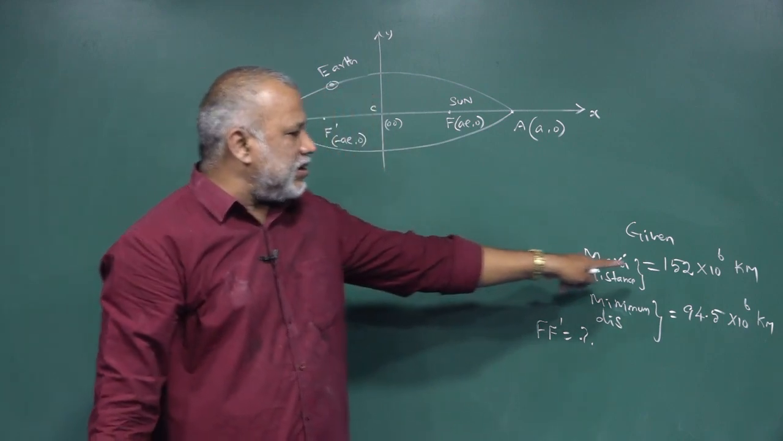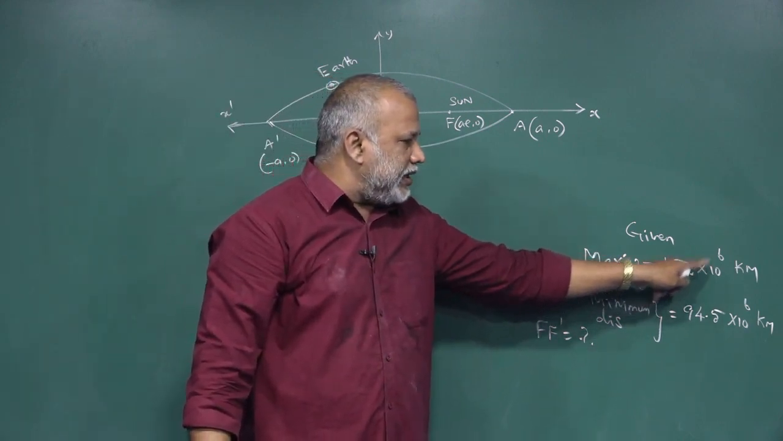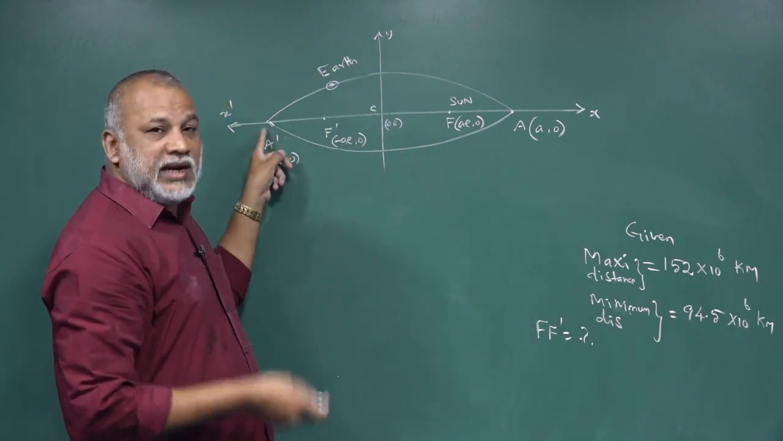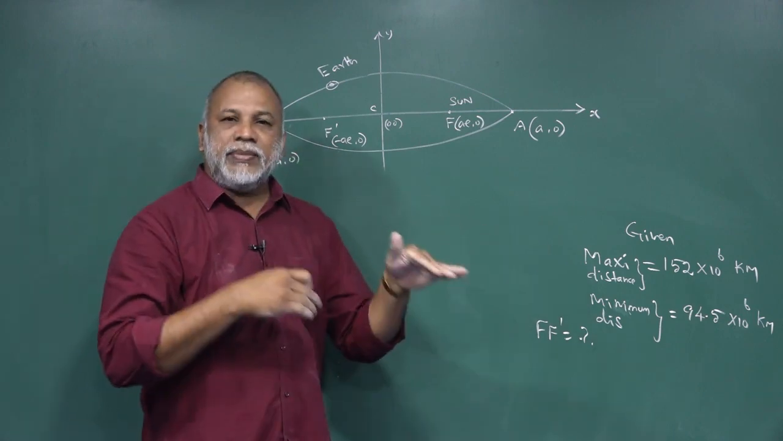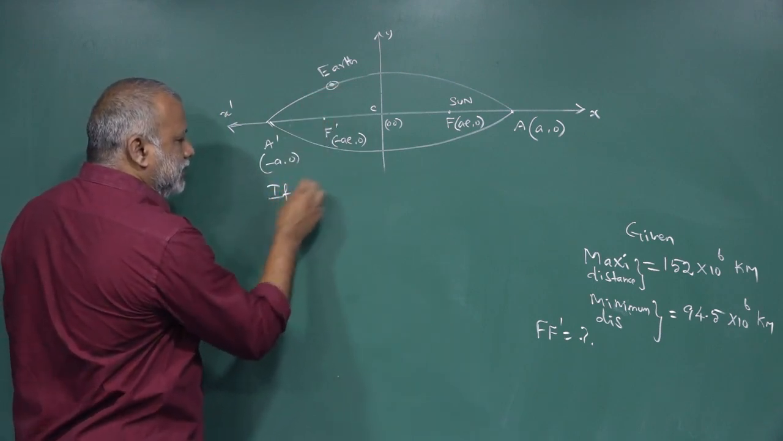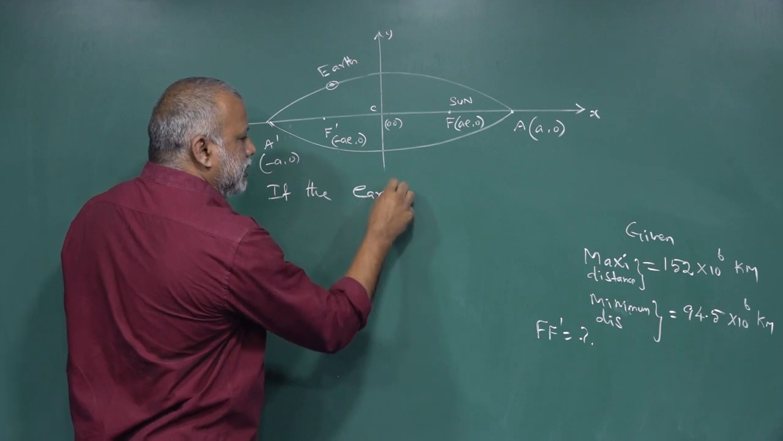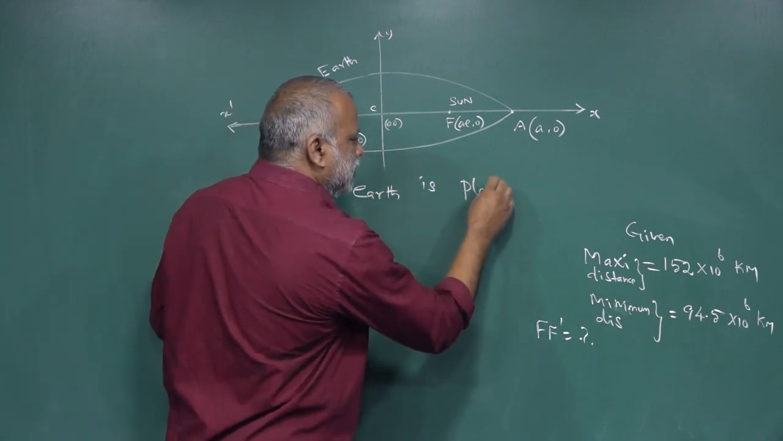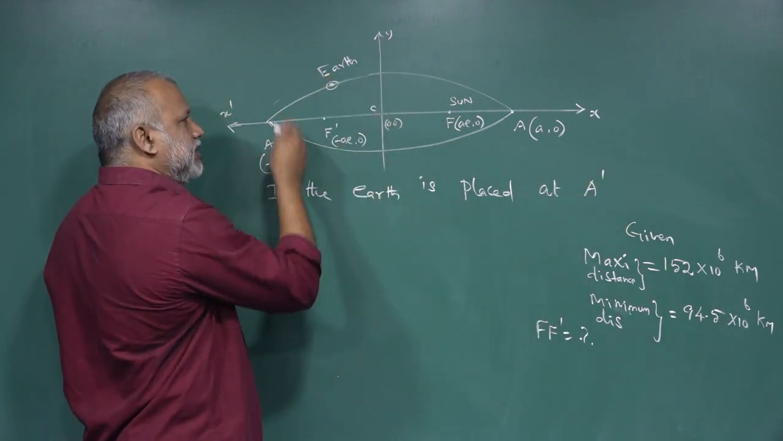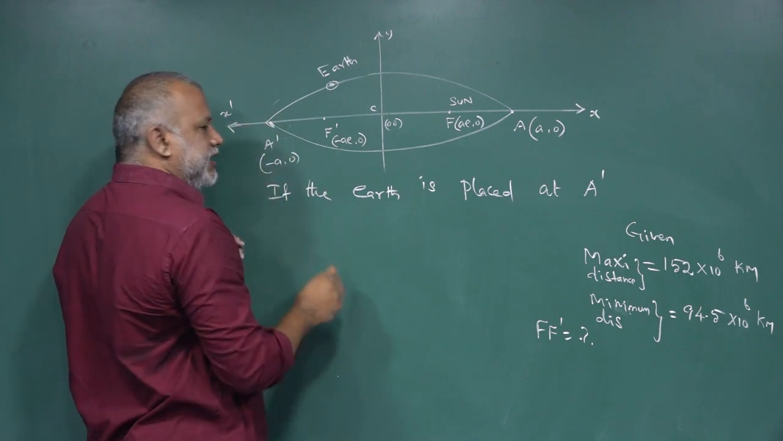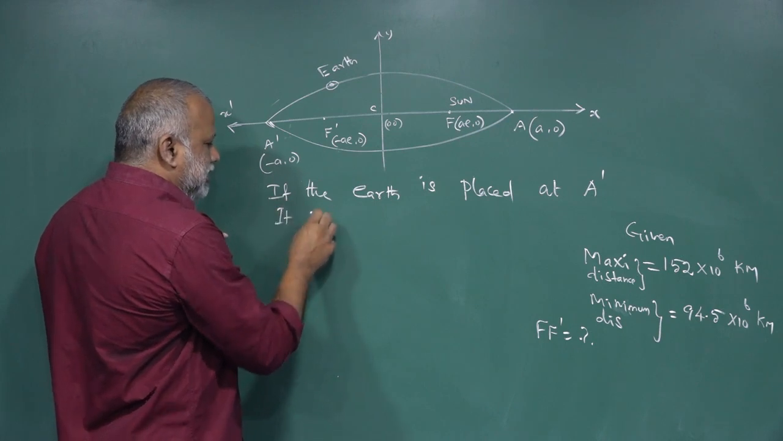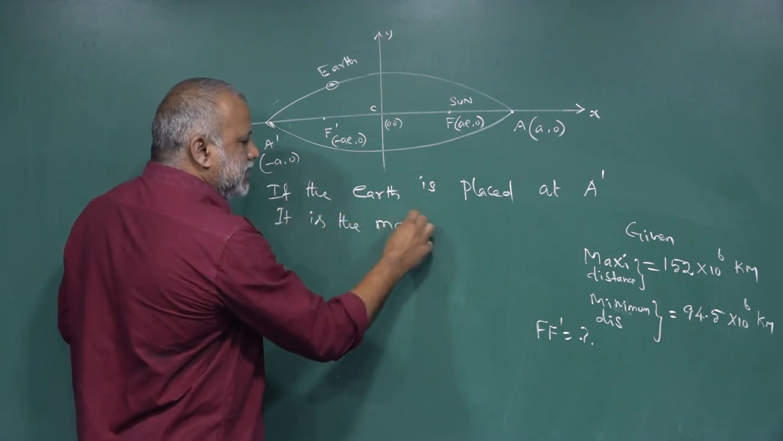See, the maximum distance already given is 152 into 10 to the power 6 kilometers. Just now I explained, if the earth is placed at A dash, then that should be the maximum distance. So I am giving an explanation. If the earth is placed at the vertex A dash, because it is revolving around the sun, it is the maximum distance.